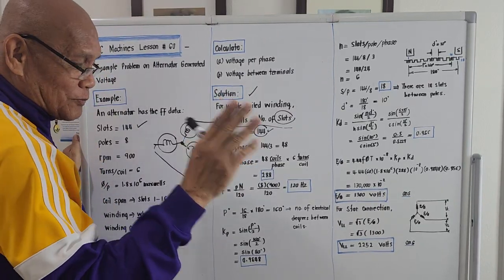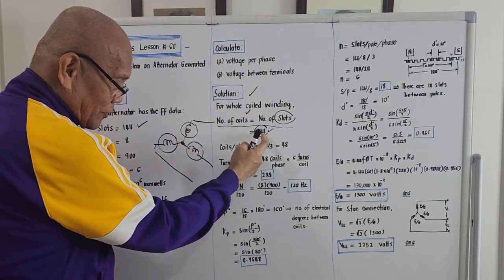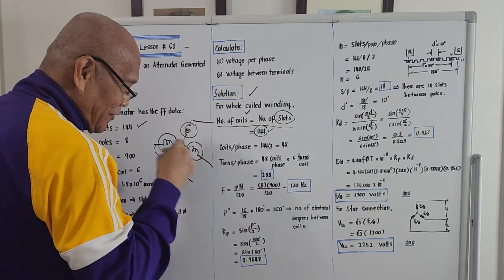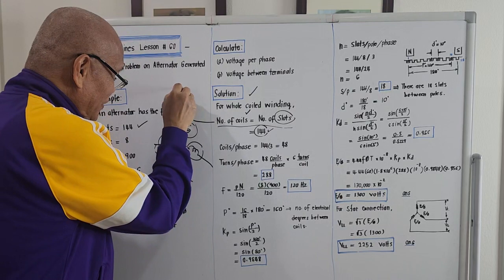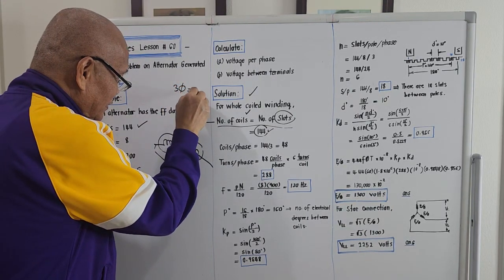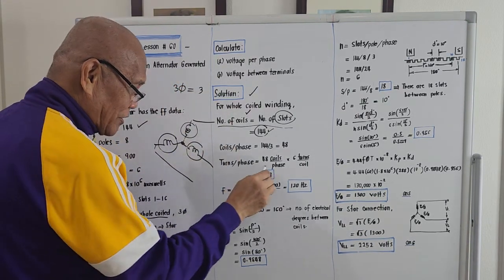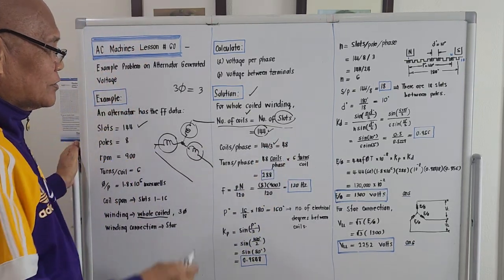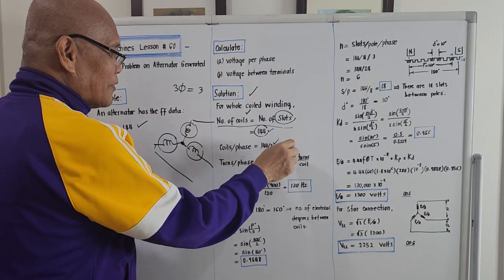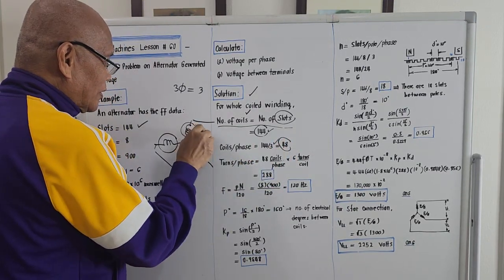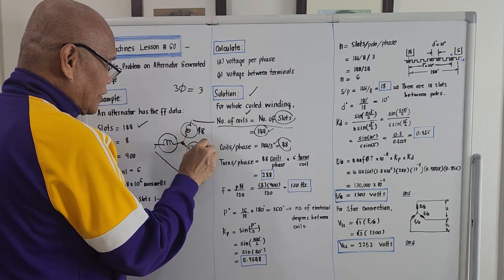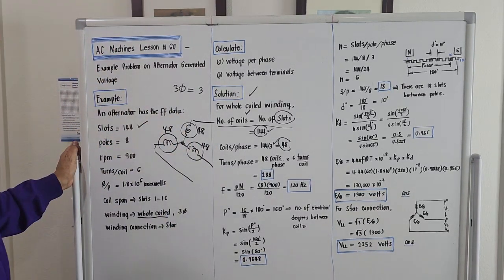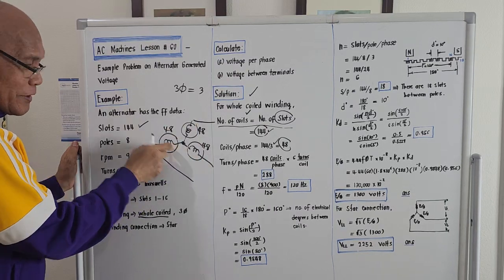So if we compute for the coils per phase, it should be 144 divided by 3. Why 3? For a 3 phase, the number of phases will be 3. So the total number of coils per phase will be 48. In here there will be 48 coils, there will be 48, and there will be 48. It's balanced. 48, 48, 48.